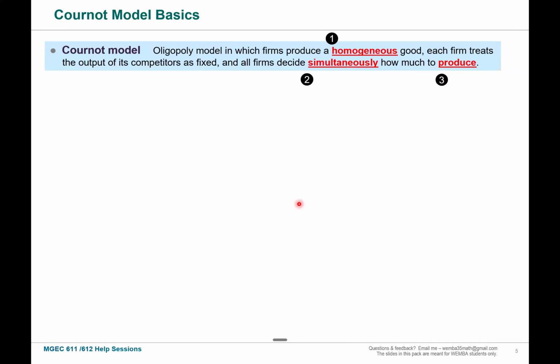So I will write down the first thing here: Cournot model has two characteristics. One is, what happened to the pen? Just one second.